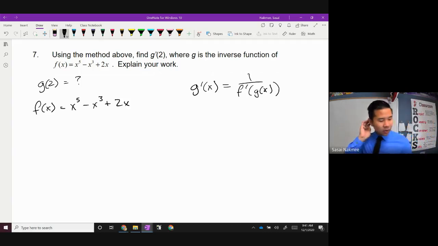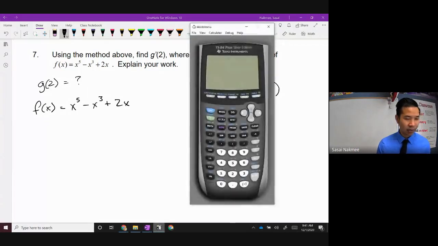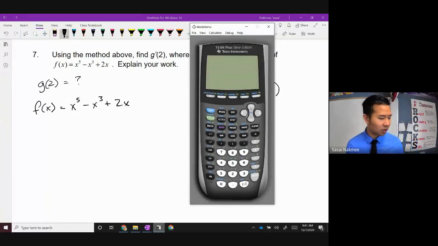So g of 2, I don't know what it is, but I could figure this out. And usually when we do these types of problems, it will be on a calculator portion. So this is where you should pop out your graphing calculator. If you're going to be using Desmos, use Desmos. If you're going to be using the TI calculator, use the TI calculator.